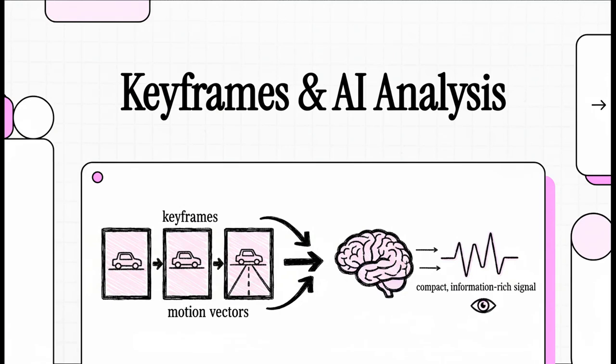Welcome to the Explainer. Today we're pulling back the curtain on the hidden data that makes every single video you stream possible. We're going to explore how this data, which was first designed just to be efficient, is now giving AI a totally revolutionary way to understand our world.